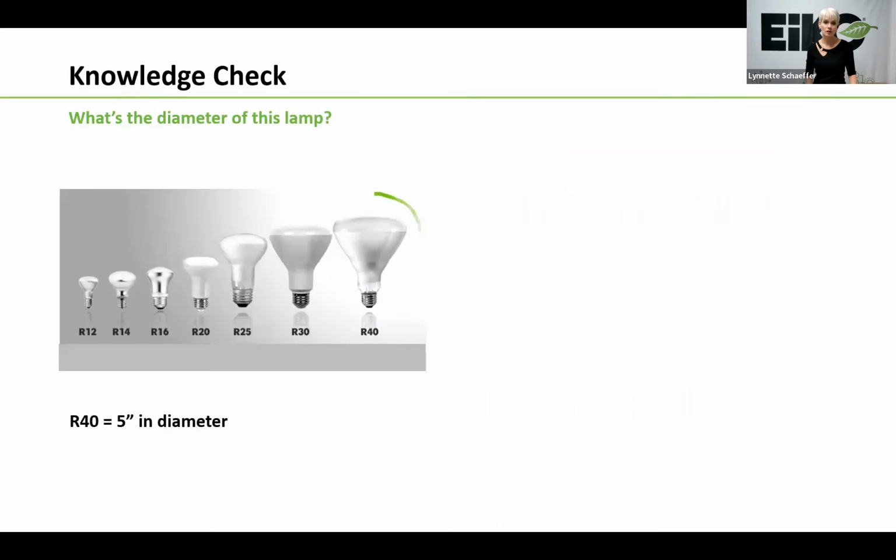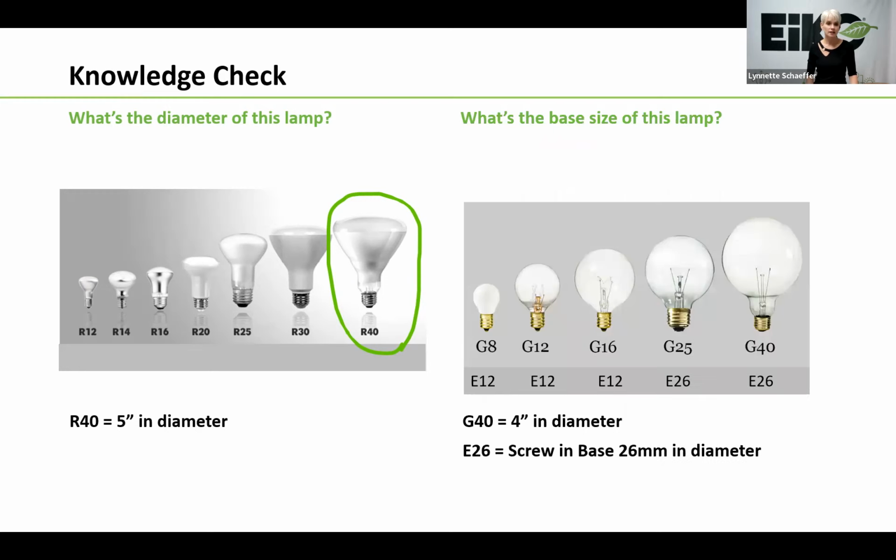So in this example, this happens to be an R40. It has a reflector shape. R stands for reflector. And if you take 40 divided by 8, you know the diameter is 5 inches. On the other hand, this is a G40. So you know this is a globe shape. G stands for globe. And this is a G40, so you know it is 5 inches in diameter. And you can see here it also has an E26 screw-in base. So that means the base is 26 millimeters in diameter.